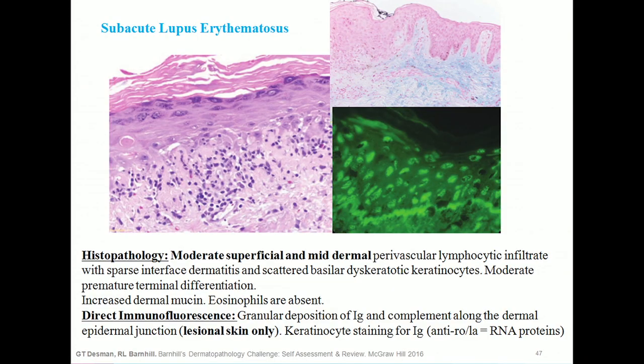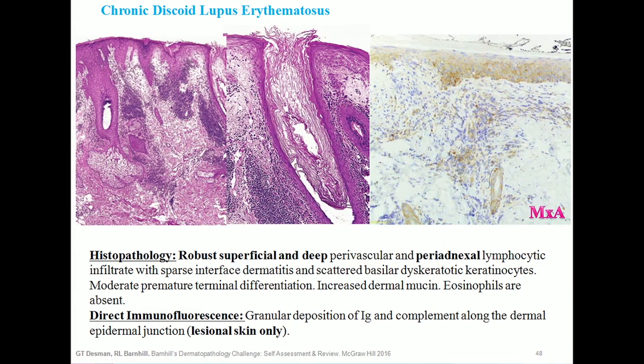Now, subacute lupus is typically just a more robust interface process. The infiltrate may extend deep. You're going to have dermal mucin as well. In terms of DIF findings, which is interesting, you have a positive lupus band test confined to lesional skin only, but an additional feature is you might have nuclear staining, which indicates antibodies for Ro and La, which are basically proteins bound to RNA. So you'll actually have some keratinocyte, nuclear, or cytoplasmic staining in subacute lupus.